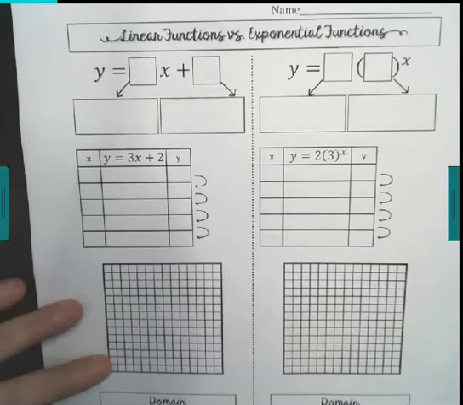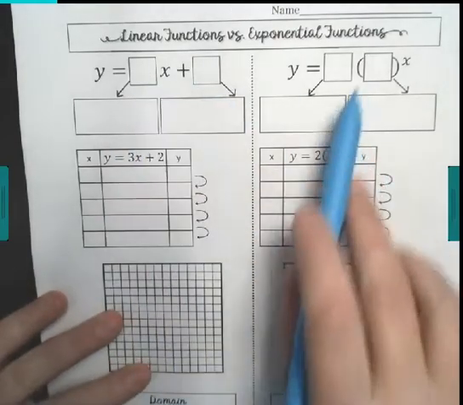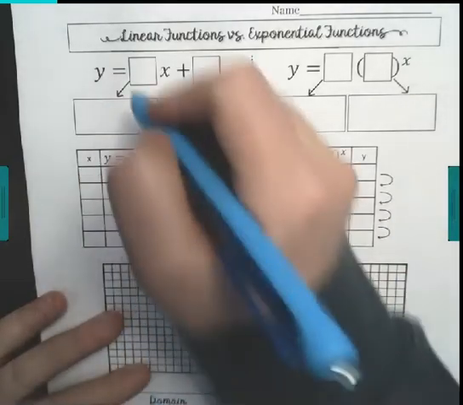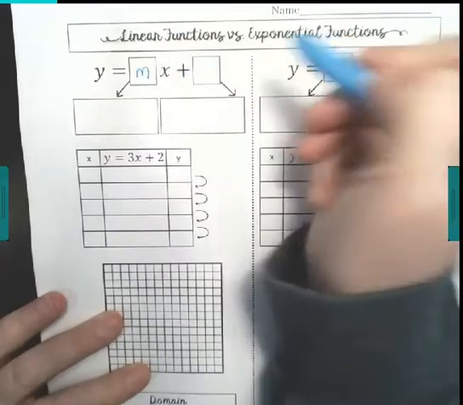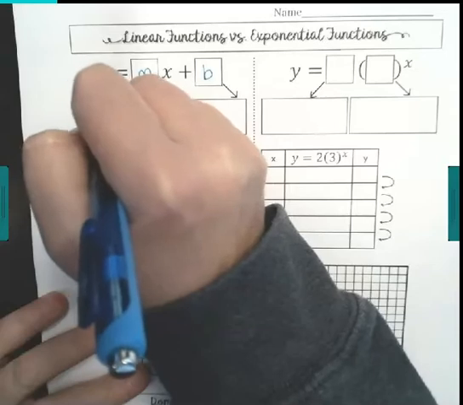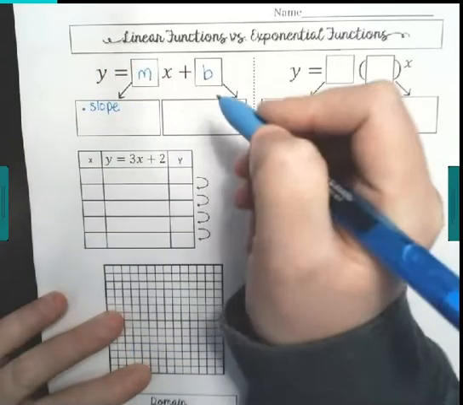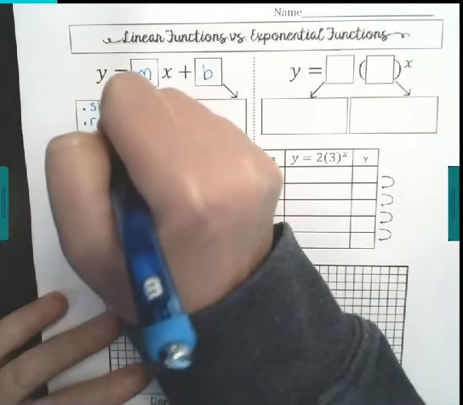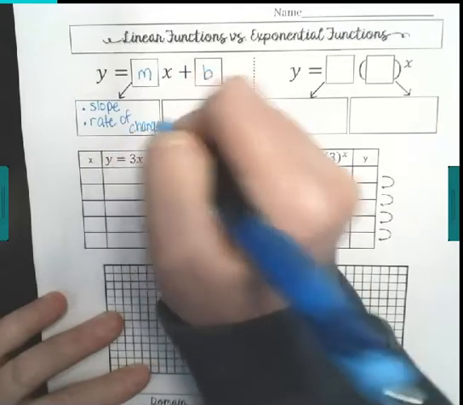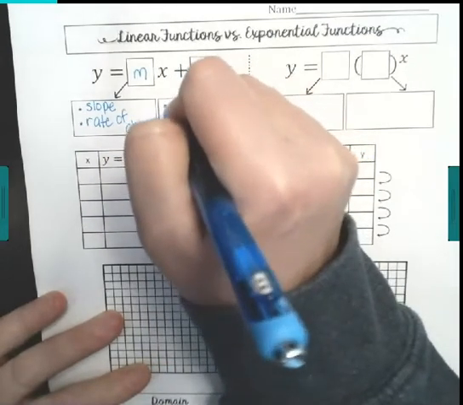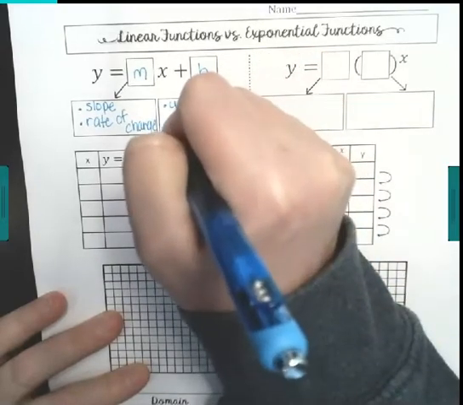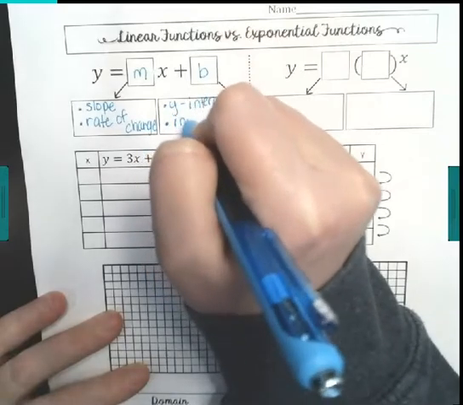So let's get started. Let's first talk about what the equations look like between a linear function and an exponential function. You may remember that a linear function always takes the form of y equals mx plus b, where m tells you the slope of the line, or in other words, the rate of change. And b is your y-intercept, if we're talking conceptually, and if we're talking about a real-world problem, it's your initial value.